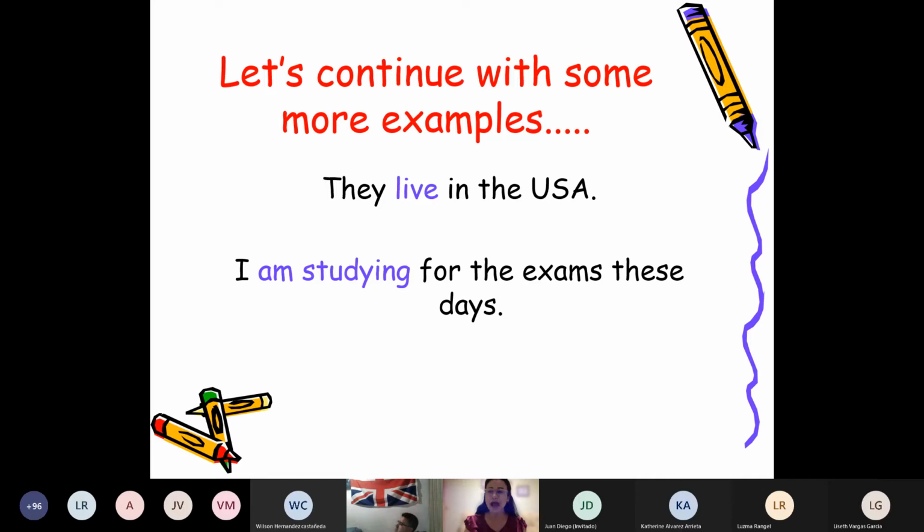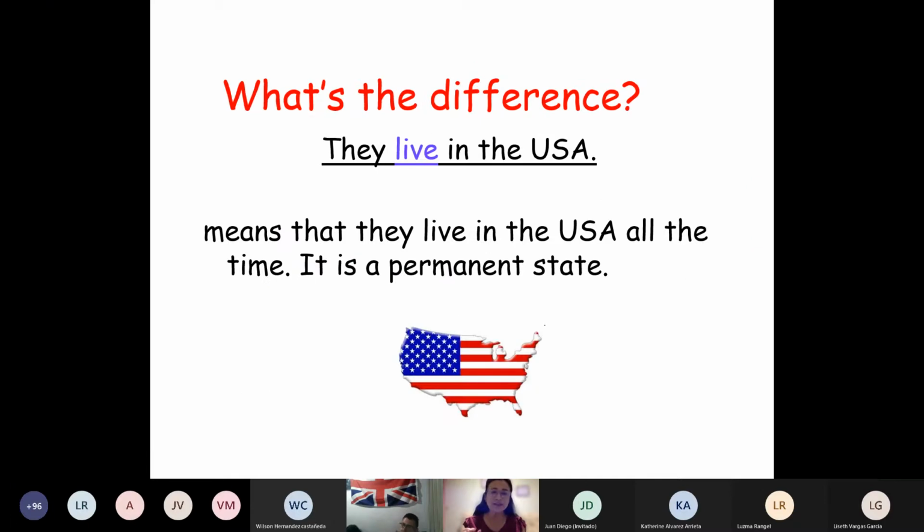In the second, I am studying for the exams these days is an action that we are doing at the moment, no? They live in the USA is an action that happens every single day. But I am studying for the exams these days is an action that is happening at the moment, no? And then we are going to see what is the difference between the present simple and the present continuous.